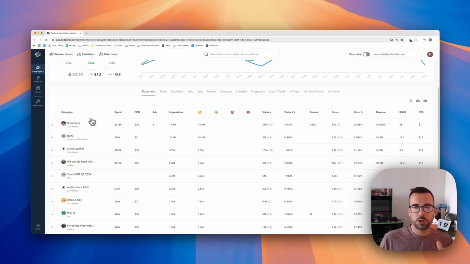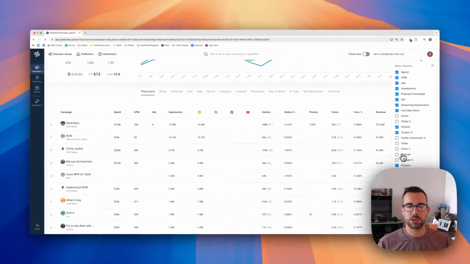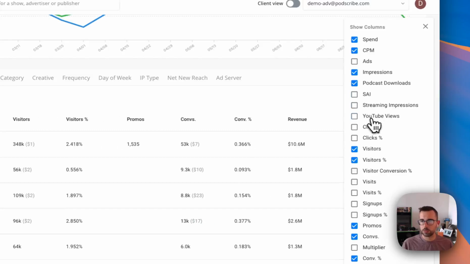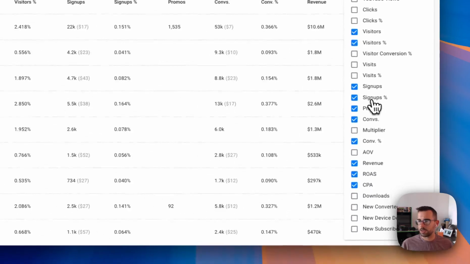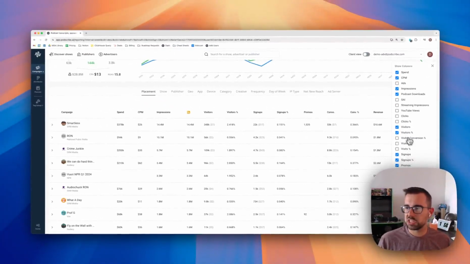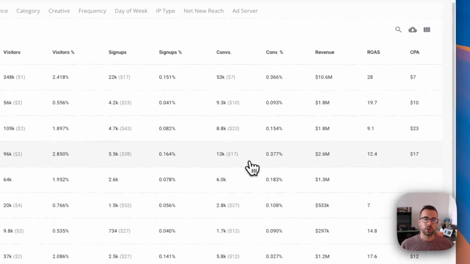First of all, here's all the various fields that we are measuring or that we are calculating in the metrics that we're calculating today. I can adjust this within the columns to add and remove things that make sense and don't make sense. Let's say I don't necessarily want to look at ads. I don't want to look at SAI, streaming impressions, or YouTube. I want to look at podcasts. I also want to look at signups and sign-up percentages. I don't want to look at promos for right now because I've already looked at that data, let's say, for instance, so I'll remove that. And great, so now we have a really nice view of all these things.